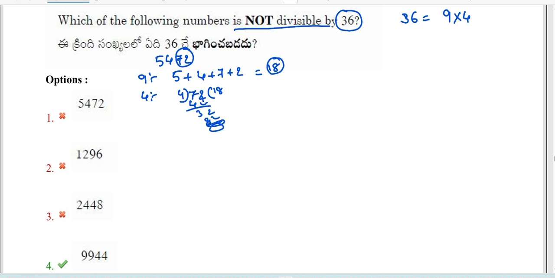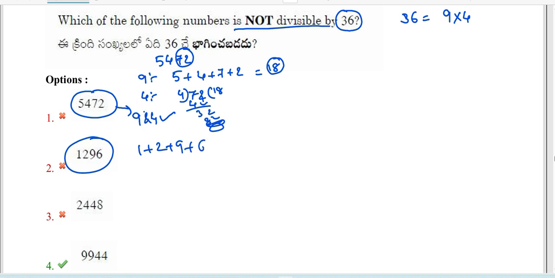That means the number formed by the last two digits in the given number is exactly divisible by 4. Then we can conclude that as it is divisible by 9 and 4, it is exactly divisible by 36. In the same manner, if you take the sum of the digits of the given number, 1 + 2 + 9 + 6, when adding this again you will get 18. It is divisible by 9. And what is the divisibility rule of 4? On dividing it by 4, you get 24 as a quotient. So as it is divisible by 9 and 4, it is also divisible by 36.